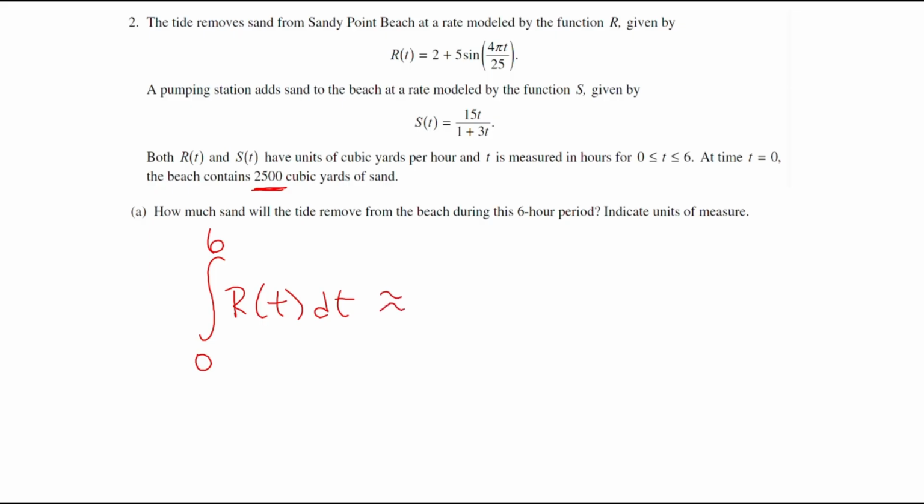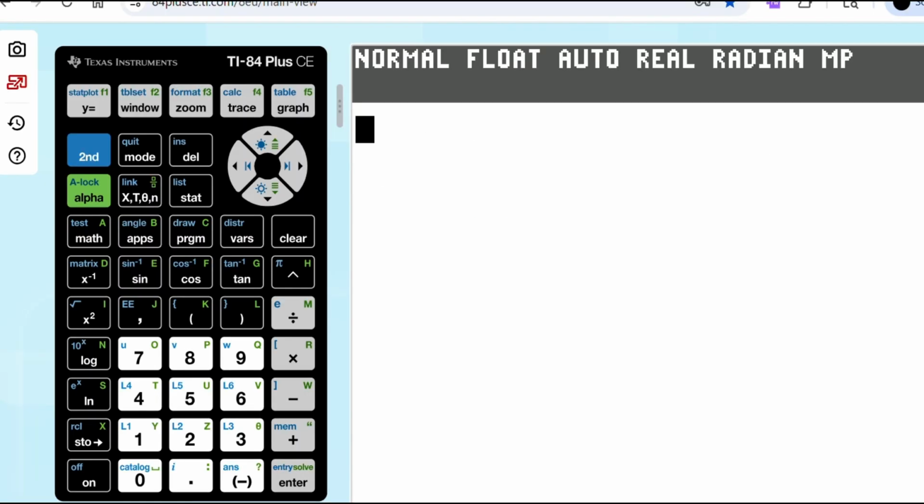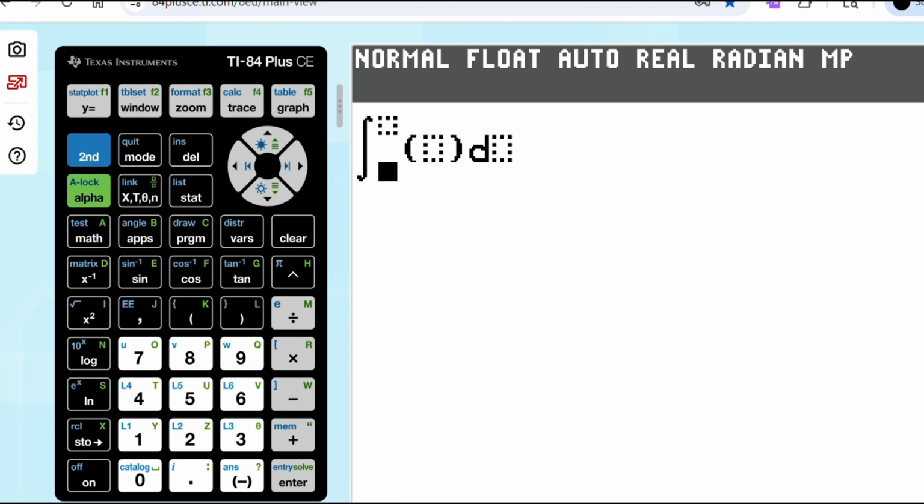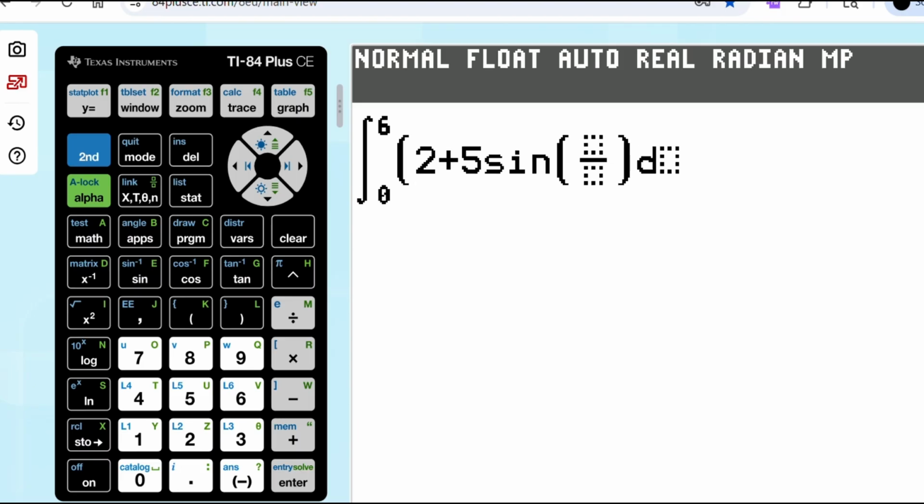And since this is a calculator question, we'll just go into our calculator. Our graphing calculator here, we're going to do math, option number 9, we could just hit the 9. We're going to integrate from 0 to 6, and we'll just type in our R of T function, which is 2 plus 5 sine of, and I like to do the alpha and the x button right next to it to give me this nice fraction. It's 4 pi t, or we'll use x, 4 pi x over 25. And we'll throw our dx out there at the end.